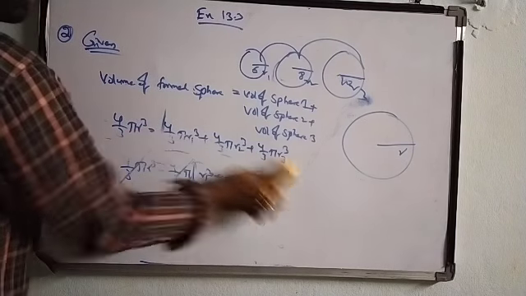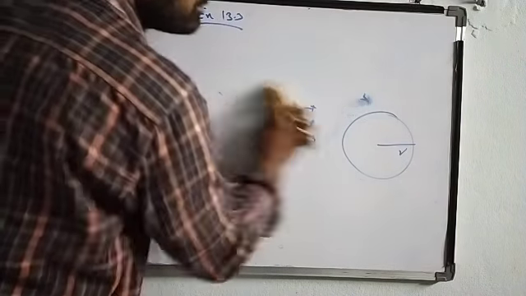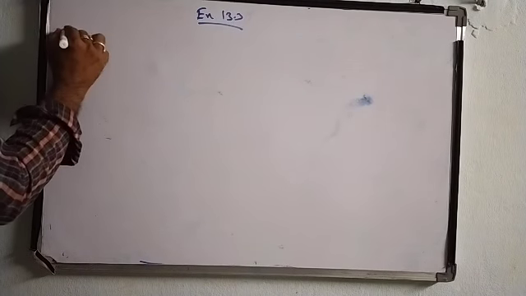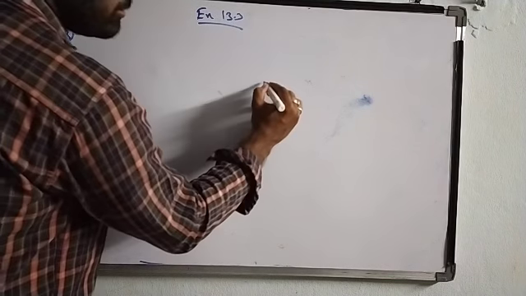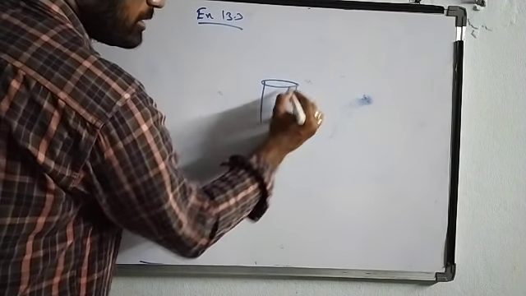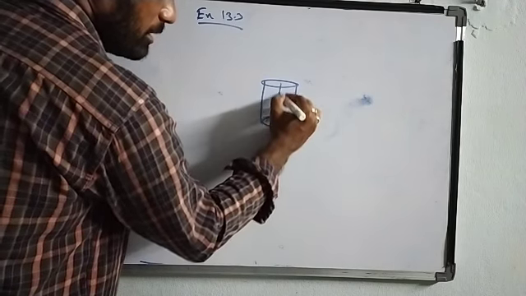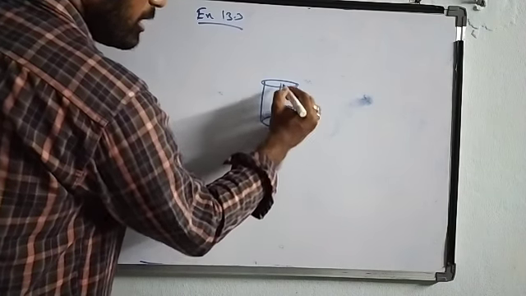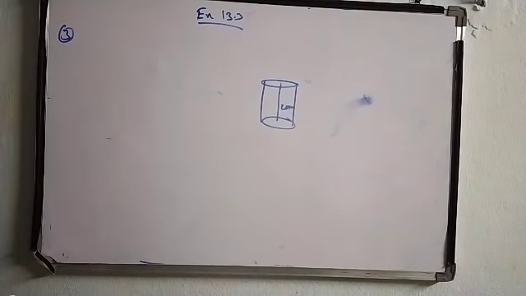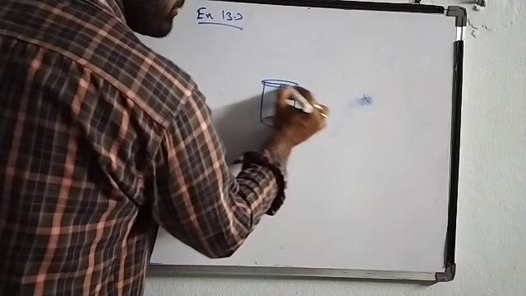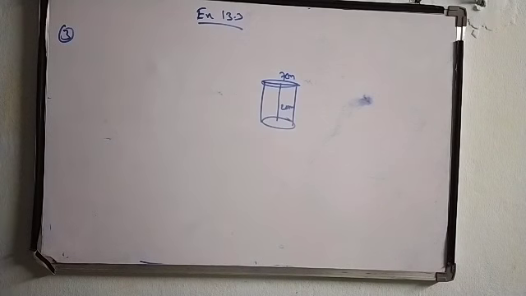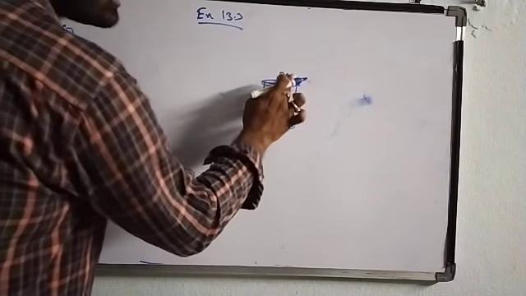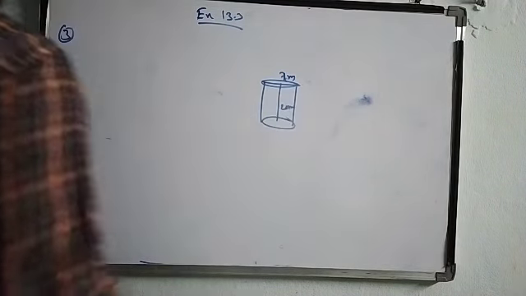Next, third question. In the third question, a 20 meter deep well of diameter 7 centimeter. The well will be in cylindrical shape. So 20 meter means height of the cylinder is 20 and diameter is 7 centimeter. So diameter is 7, height is 20. Sorry, not 7 centimeter, it is 7 meters only.